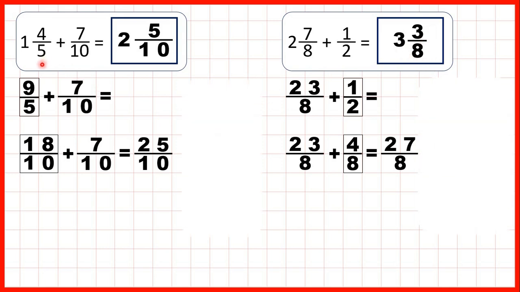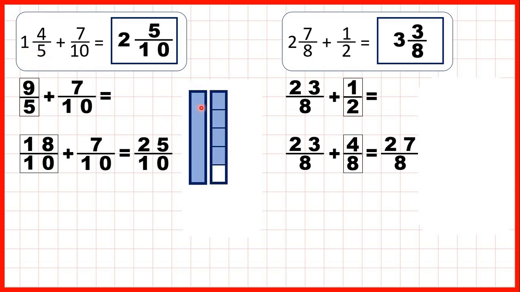So let's think about what we did here. For this first question, we started with 1 4/5, and we were adding 7/10. We changed 1 4/5 into an improper fraction, so into 9/5, but because we were adding tenths, we needed to change those 9/5 into 18/10. When we put that together with the 7/10, we got 25/10.